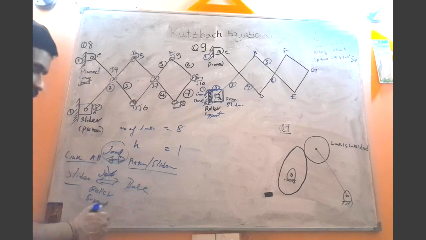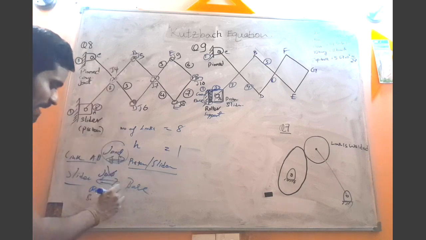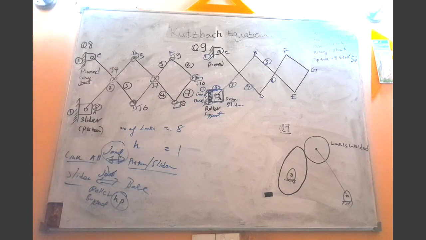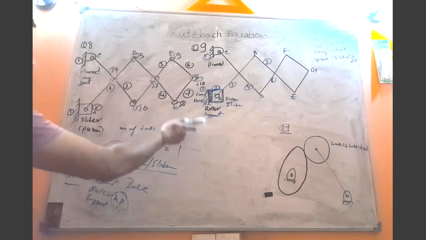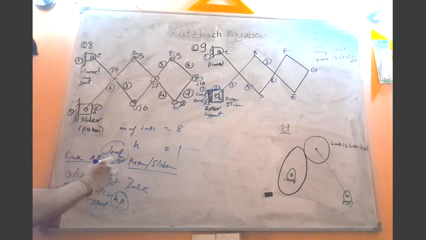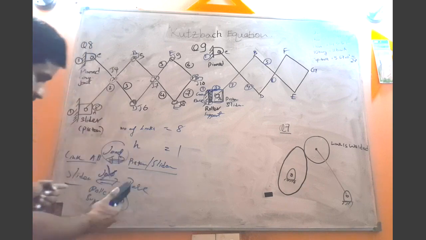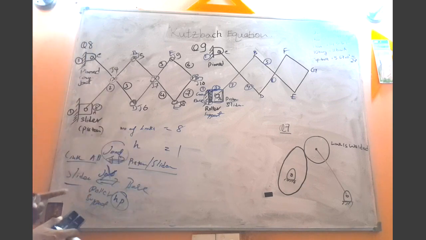That type of connection, we call it a higher pair, HP. So the connection between the base and this piston or the slider is not what we consider as a joint. That connection we consider as a higher pair. So we have one higher pair.